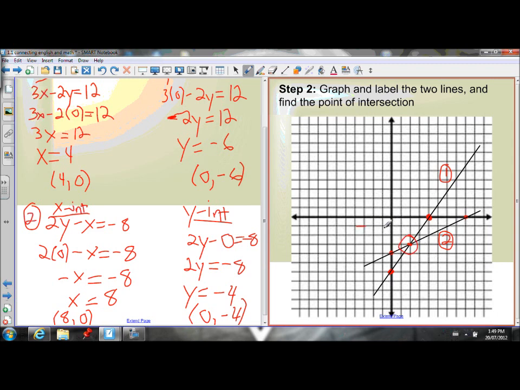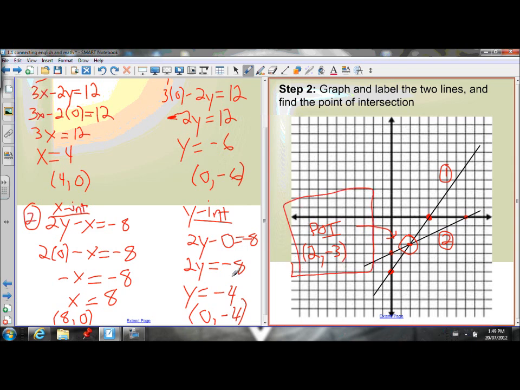Okay, so my point of intersection is at 1, 2. So just 1, 2 on the x-axis. So point of intersection is at 2. And then negative 1, 2, 3. Negative 3 on the y-axis. Okay, so there's my point of intersection for those 2 lines.